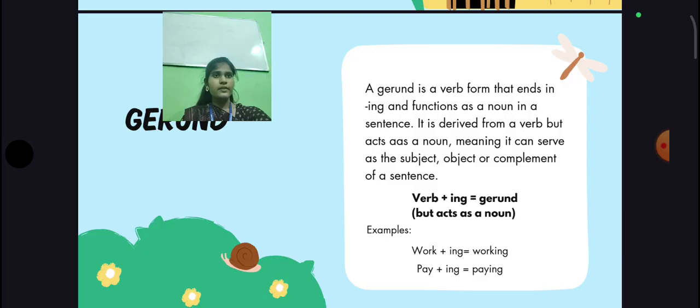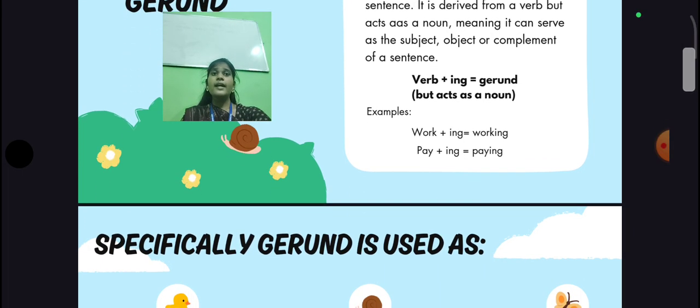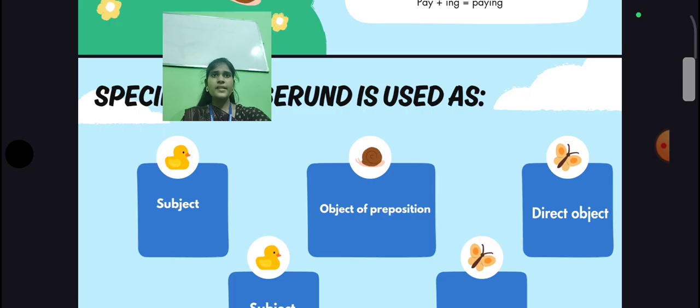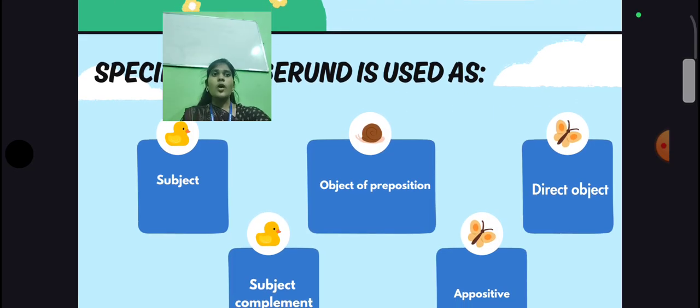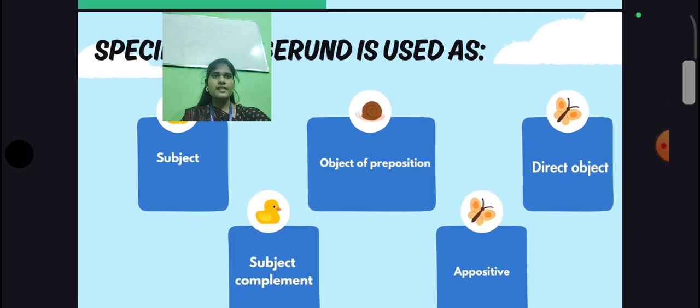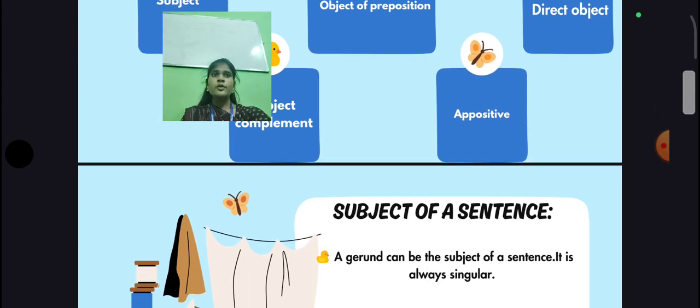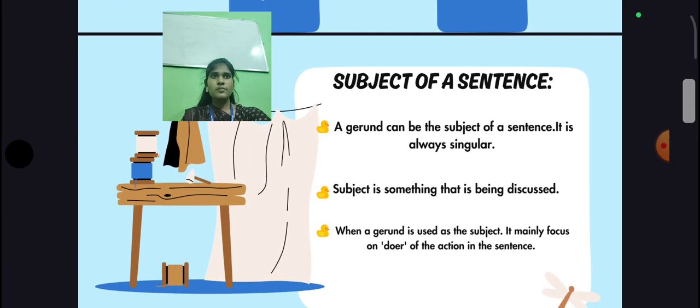You will be clear when you see an example. I have already given you one: playing is my hobby, where it acts as a noun. Specifically, it is used as subject, object of preposition, direct object, subject complement and appositive. So we can see them one by one. First, subject of a sentence. A gerund can be the subject of a sentence. It is always singular. The subject is what is being discussed. You already know, right? What we are speaking about is the subject, and here it says the subject will always be singular.